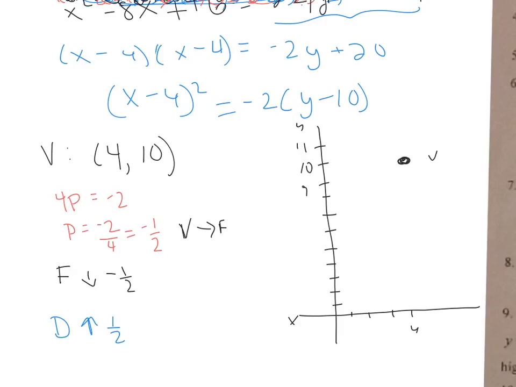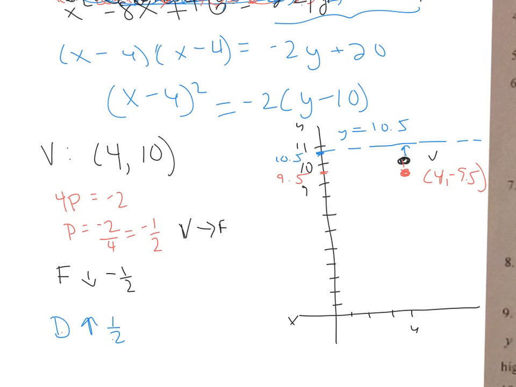All right, so let's start with my focus. It's going to be down 1/2, which is going to put me at 9.5. That's right here. So that's (4, 9.5). And my directrix is going to be up a half, which is going to put me at 10.5. So y equals 10.5, and then I'll just write it up.